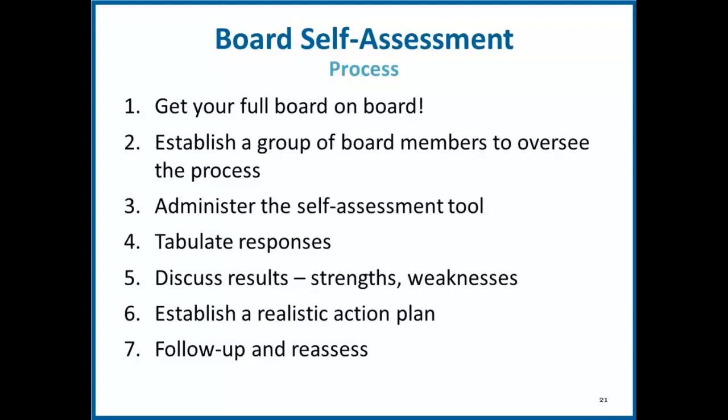Okay, so on the process of the board self-assessment, this is the process you could go through as you're looking at doing a board self-assessment. First of all, you want to make sure you get your full board on board. This should really be a team effort. Real governance change or improvement is not possible if there are half-hearted participants on the board.